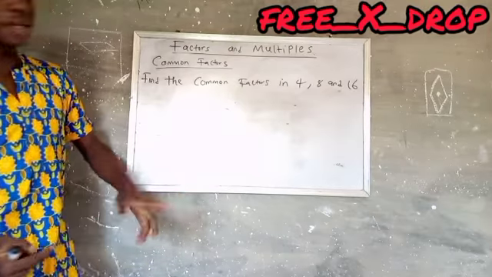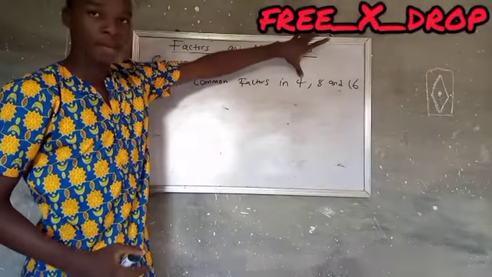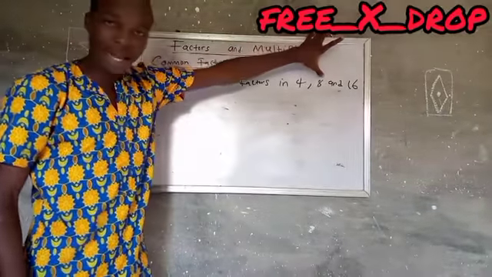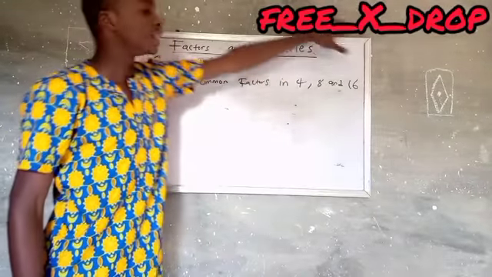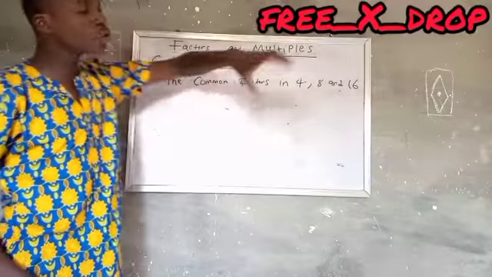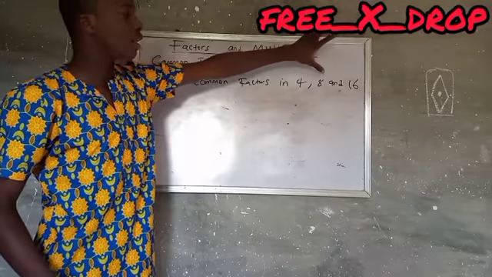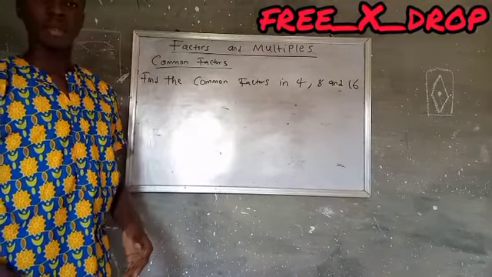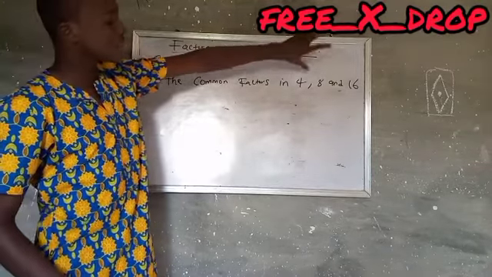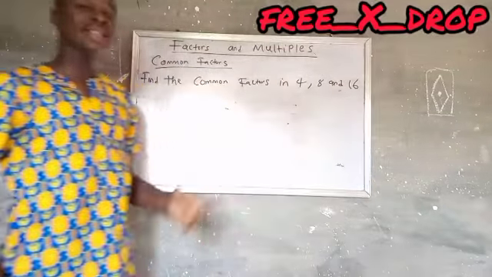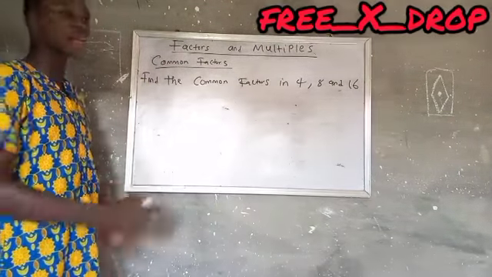What are they trying to tell you? For example, imagine this is a market, imagine this is the palace, and imagine this is a school. They said find the common factors. What do you know that will be in a market, in a palace, and in a school? You understand? So that is the kind of question that they are asking us right now.